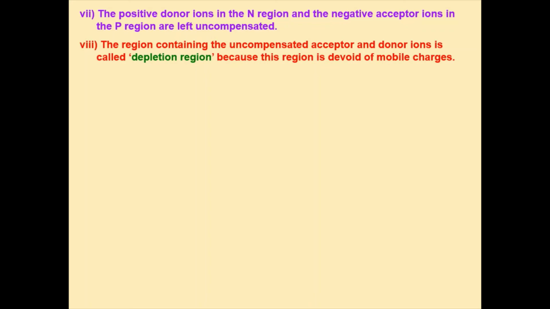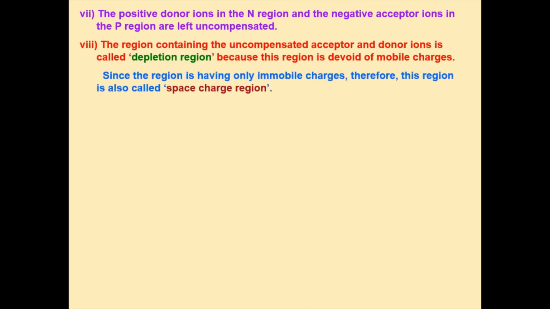Why is it called the depletion region? Because it is depleted of mobile charge carriers. It does not contain any mobile charge carriers. Since the region has only immobile charges, this region is also called the space charge region. So the depletion layer is also called the space charge region.